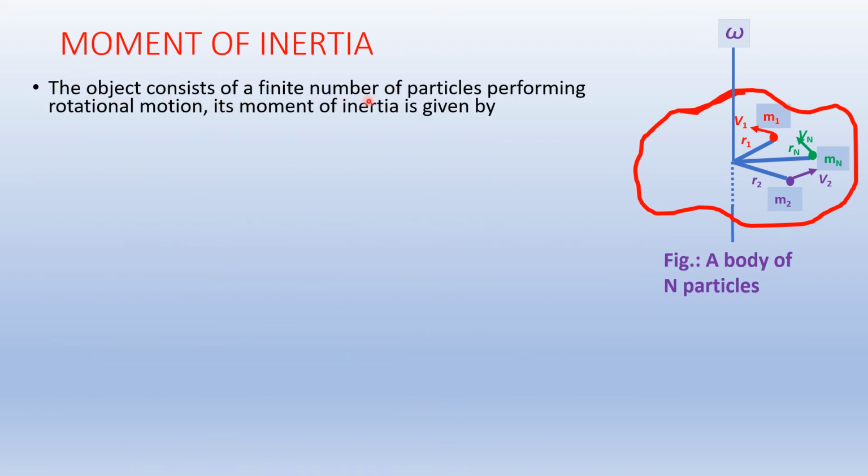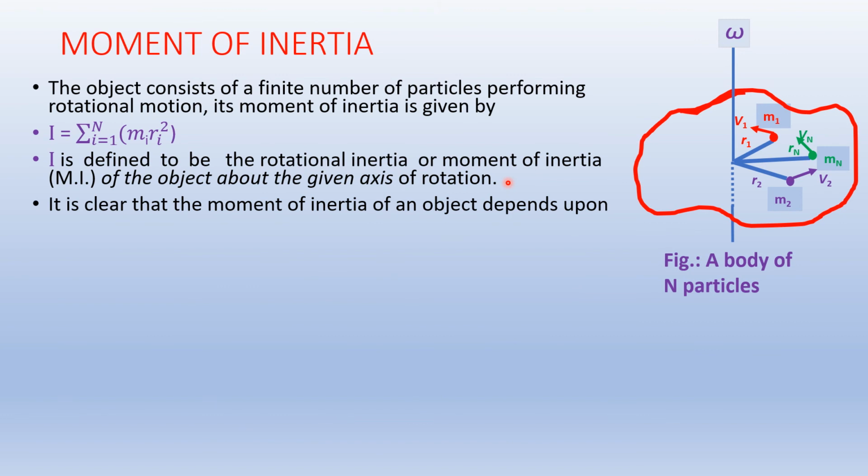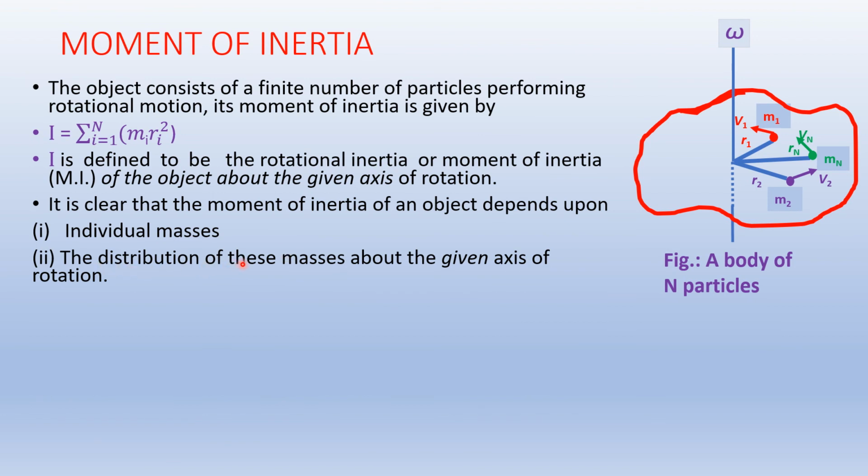Let us learn some factors of moment of inertia. The object consists of a finite number of particles performing rotational motion. Its moment of inertia is given by I equals summation of mi ri square, where i stands from 1 to n. So the moment of inertia I is defined as the rotational inertia of the object about the given axis of rotation, which resists the rotational motion. It is clear that the moment of inertia of a body depends first upon its individual masses m1, m2, m3 up to mn, and the distribution of these masses about a given axis of rotation at particular distances, say r1, r2, r3 up to rn.